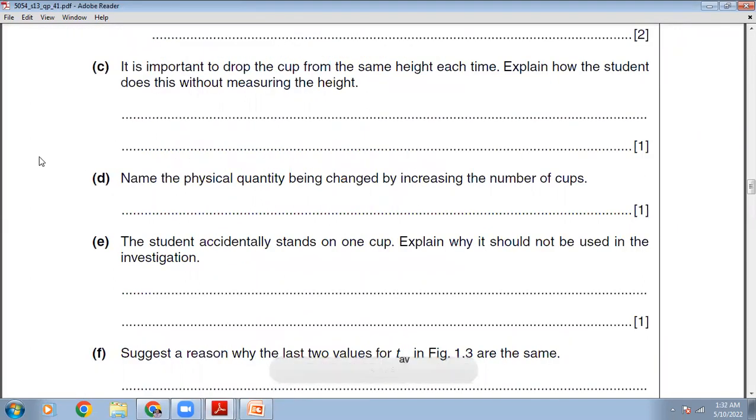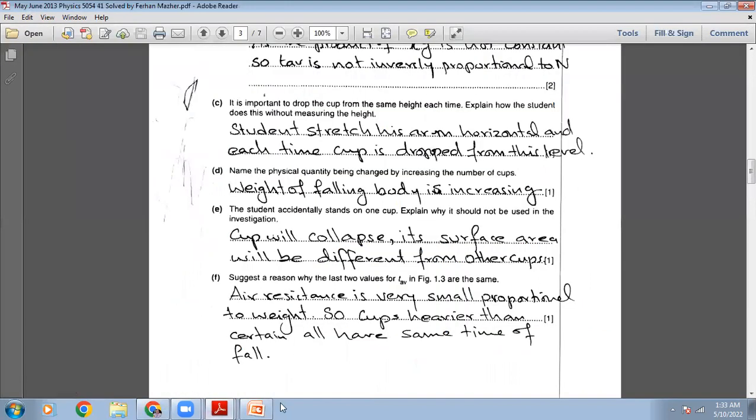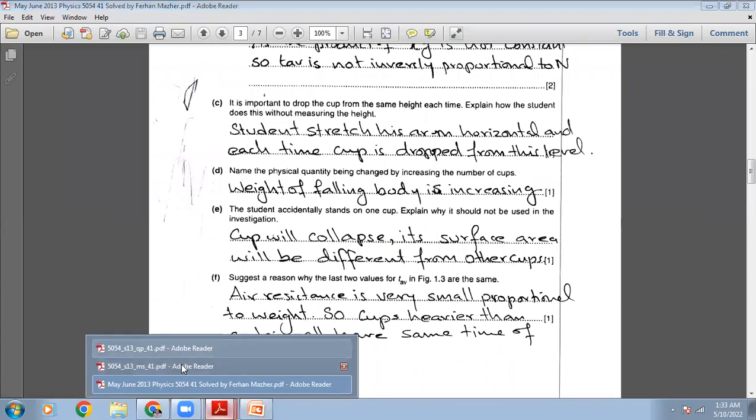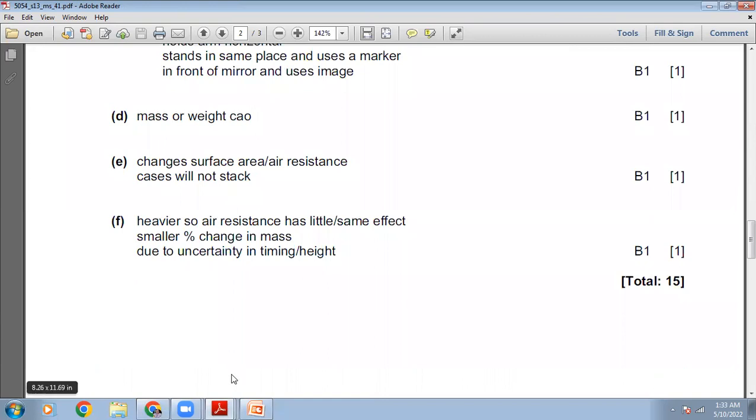Name the physical quantity being changed by increasing the number of cups. When you change the number of cups, for example, you make it 2 cups, then 3 cups, the body which is falling down, its weight is increasing. So that is my answer. Weight of the falling body is increasing. Let's see what the marking scheme says. Mass or weight, that increases.